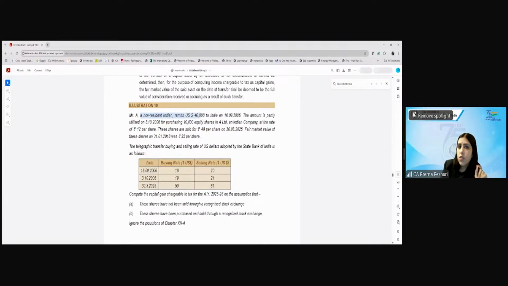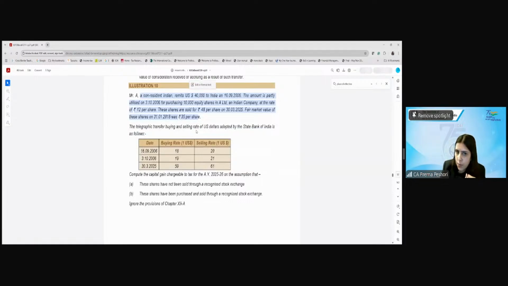Mr. A, a non-resident, remits US $40,000 to India on 16 September 2006. The amount is partly utilized on 3rd October 2006 for purchasing 10,000 equity shares in A Limited, an Indian company, at the rate of 12 per share. These shares are sold for rupees 48 per share on 30th March 2025. FMV of these shares on 31st Jan 2018 was rupees 35 per share. The TTBR and TTSR rates are given. They have asked us to calculate the capital gain on two assumptions: that these shares have not been sold through a recognized stock exchange, and that they have been purchased and sold through a recognized stock exchange.